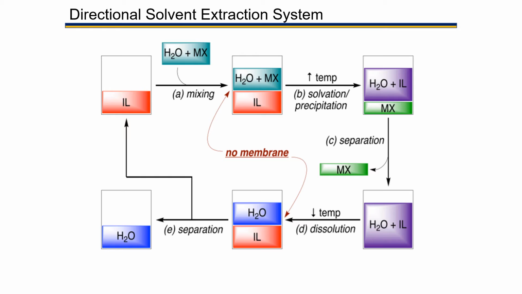The setup in a thermoresponsive ionic liquid-based directional solvent extraction system would look something like this. Initially, the brine would mix with the ionic liquid. Then upon heating, the ionic liquid draws water from the saline solution, yielding concentrated brine represented by Mx. This concentrated brine is then separated from the aqueous ionic liquid solution. A reduction of temperature then leads to a decreased solubility of the water in the ionic liquid, resulting in dissolution, and finally the fresh water is separated from the ionic liquid, and the ionic liquid is recycled for subsequent turnover of the directional solvent extraction cycle.